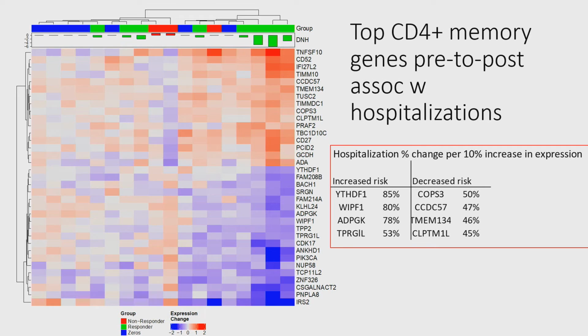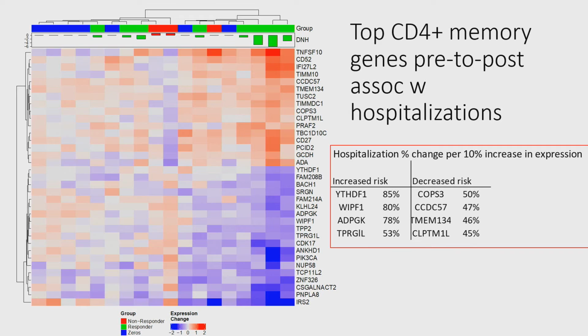And so when you look at these 2 groups, one of the things that we were able to do in the analysis is say, okay, per 10% increase in expression of the genes, how would the hospitalizations change? When you look here, a 10% increase in YTHDF1 led to an 85% increase in risk of hospitalizations. And when you look at the particular genes in this group, you have this one, which has to do with RNA methylation and glycolysis, this one related to glycolysis, this one related to NF-kappa B stimulation, and this one related to cytoskeletal arrangements.